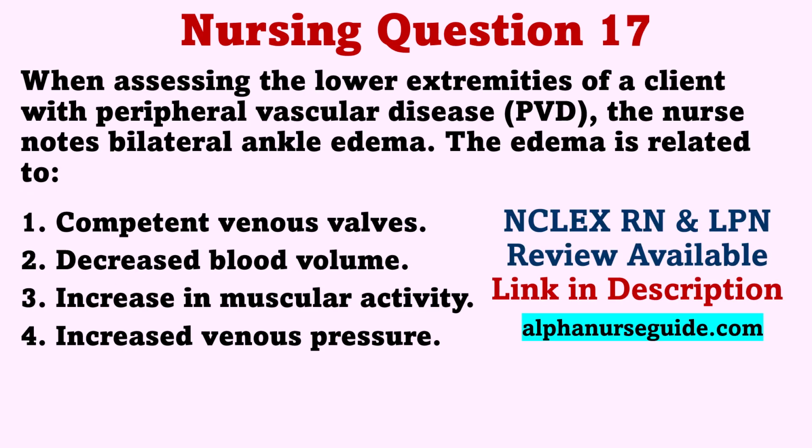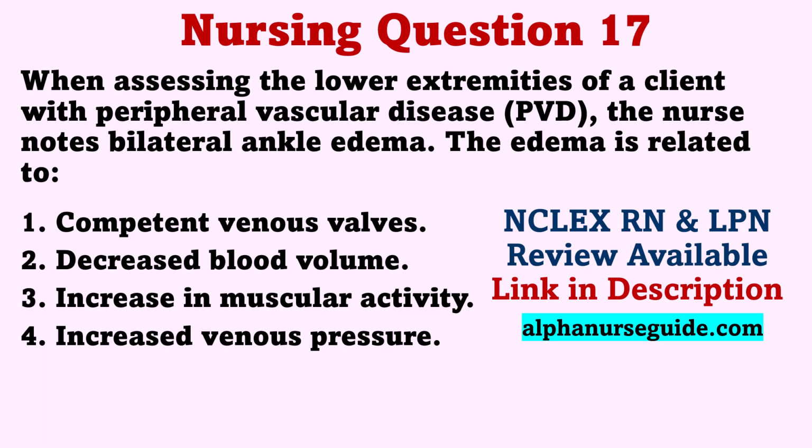When assessing the lower extremities of a client with peripheral vascular disease, the nurse notes bilateral ankle edema. The edema is related to 1. Competent venous valves. 2. Decreased blood volume. 3. Increase in muscular activity. 4. Increased venous pressure. The correct answer is 4.